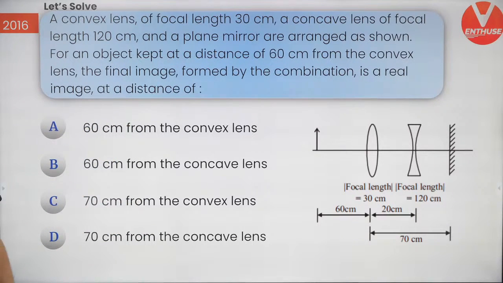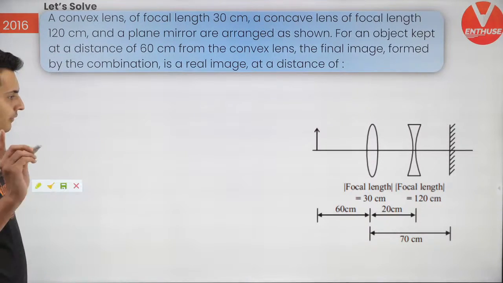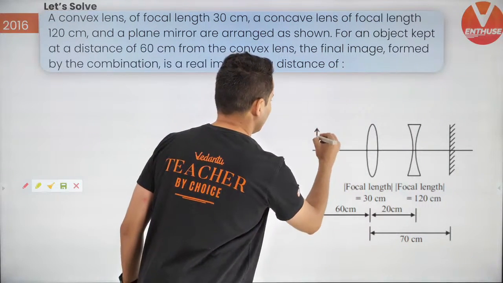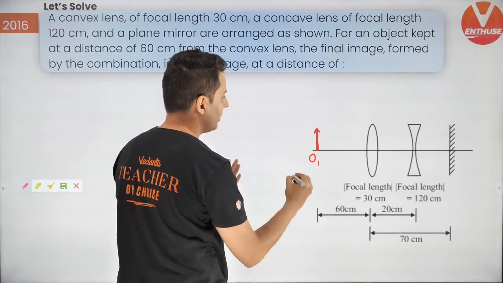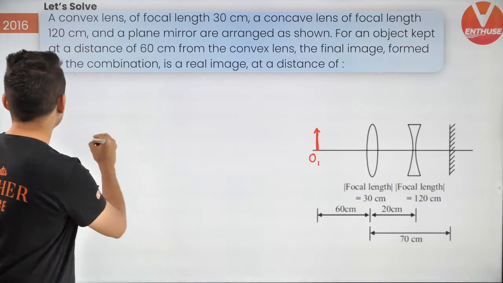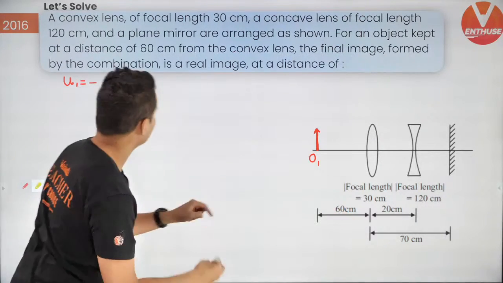Let's see how this has to be done. I hope this is clear. Okay, let's try and solve this question. Just have a reading at this particular question and then let's start solving this. Okay, let's go step by step. First, let me take this as my object 1 and that object distance in the first situation is minus 60 centimeters.